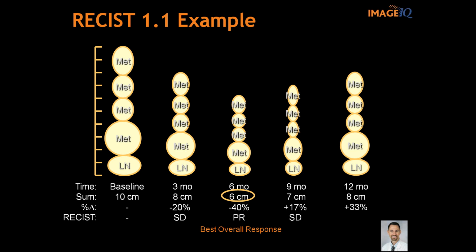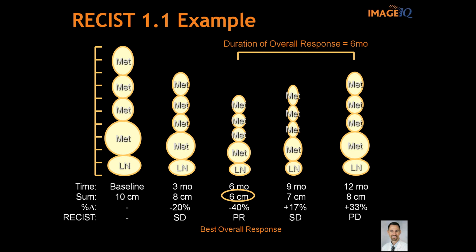Now they've increased again up to 8 centimeters, and if we compare that to the 6 centimeters, that's a 33% increase. And so at this point, they do meet progressive disease. You'll notice they never got back to 10 centimeters, their baseline measurement, but you can still have progressive disease and never hit your baseline measurement. And that's what happened in this particular patient.